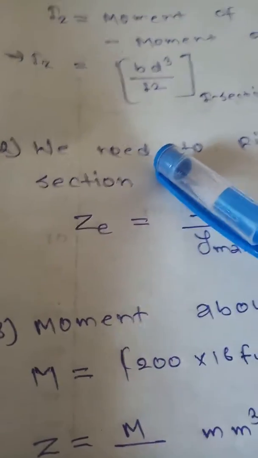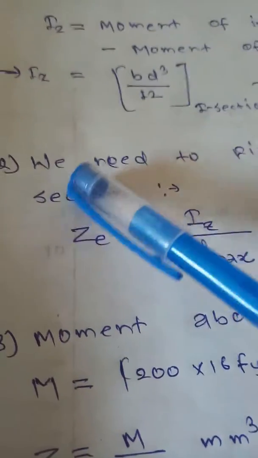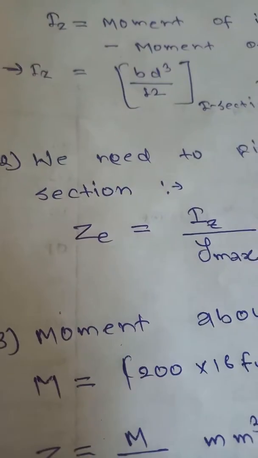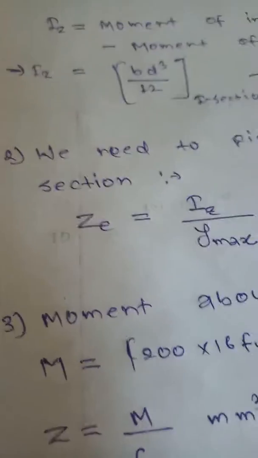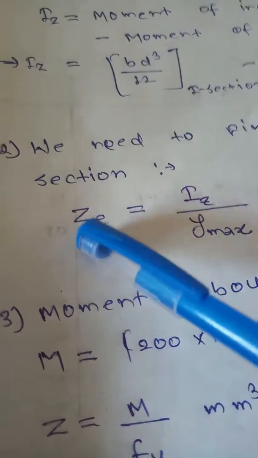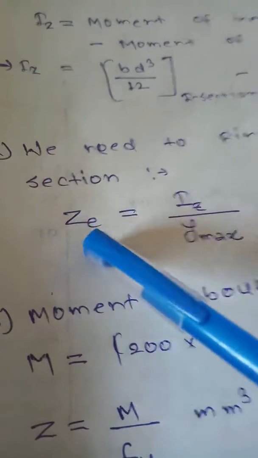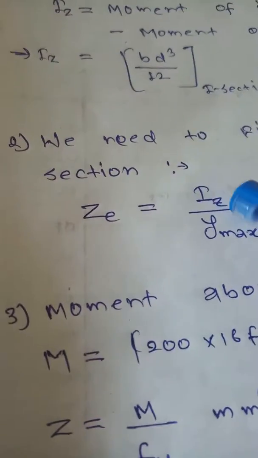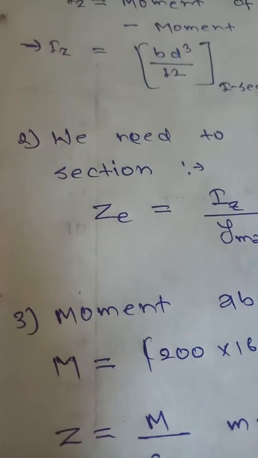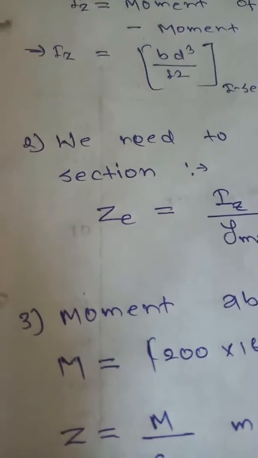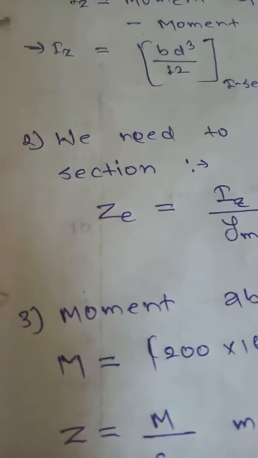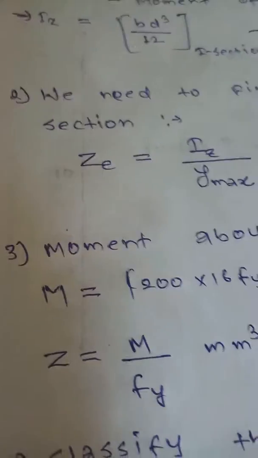In the second step for the I section, we need to find the modulus of the section. This is represented by Z suffix e is equal to I suffix z by y suffix maximum, where y maximum is equal to d by 2, and this is always in mm.